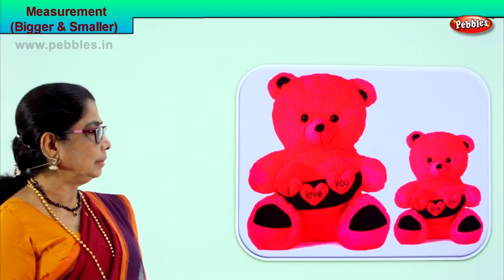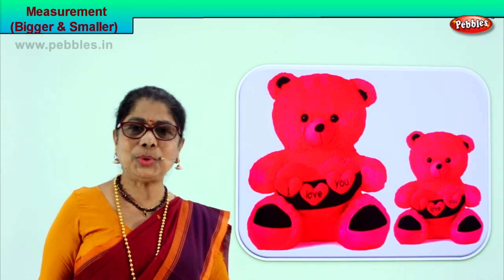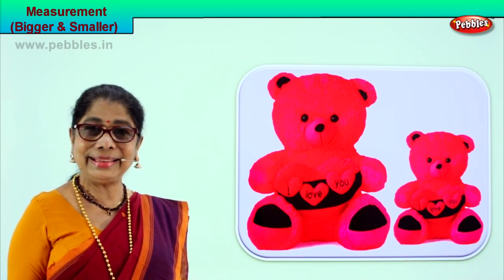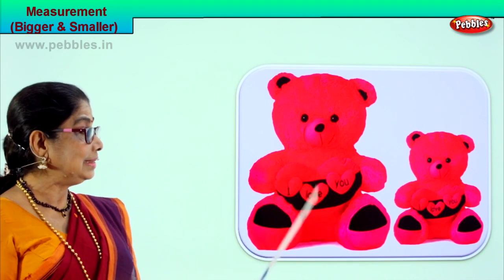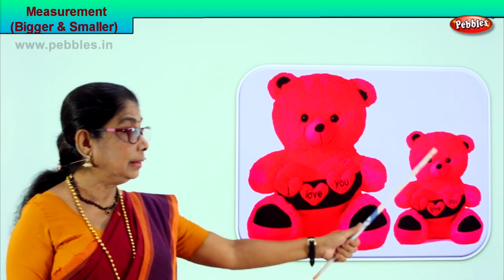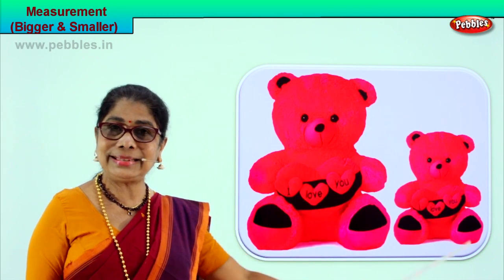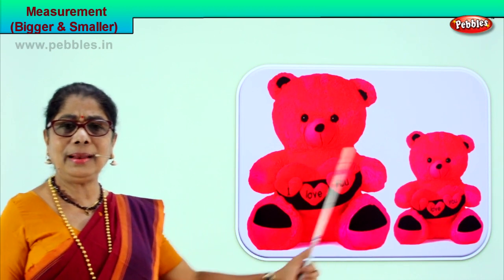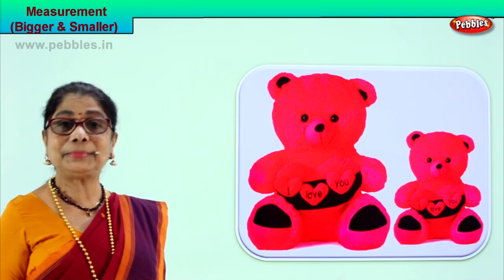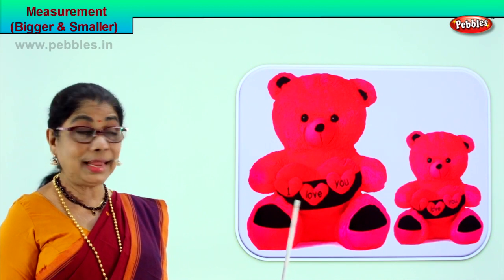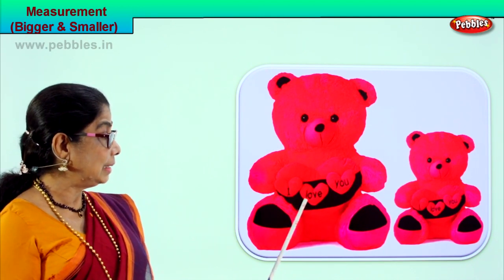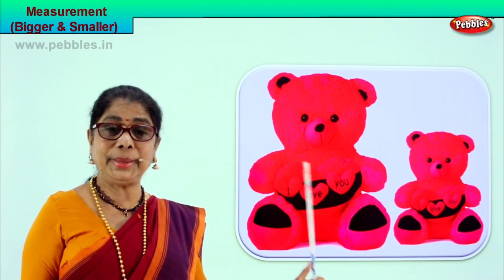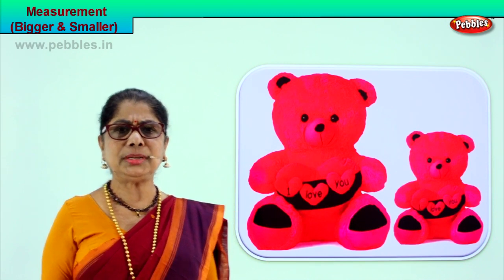See what we have here. We have two teddies. Which one would you like? Would you like a smaller teddy or a bigger teddy? You say, this teddy is bigger than this teddy, or this teddy is smaller than this teddy. Smaller, bigger. Which one would you like? You like the bigger teddy. Take it. The bigger teddy says, I love you. Smaller teddy also says, I love you. Smaller, bigger. Shall we take another picture?